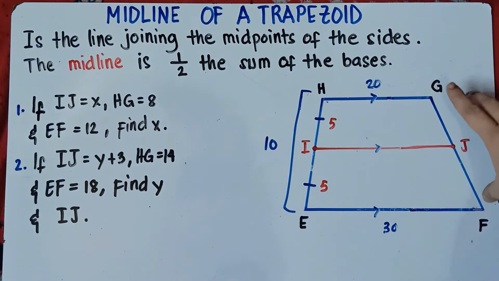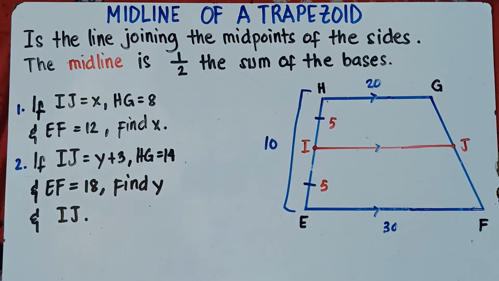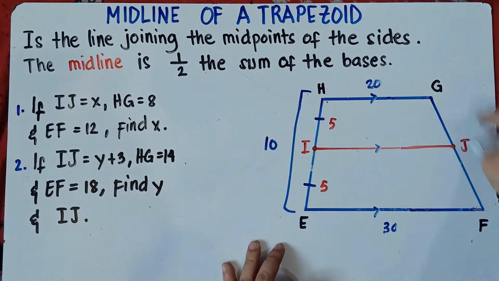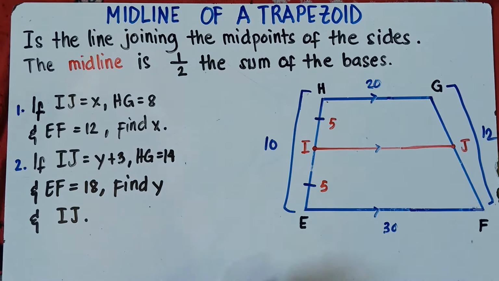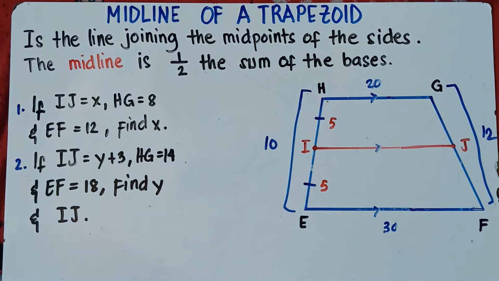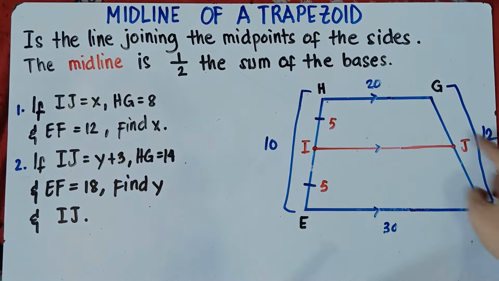How about this one, class, on the right side? Once again, GJ is congruent to line segment FJ. Why is that, sir? Because J is the midpoint of line segment GF. So for example, if GF is 12, what would be the value of GJ? That's correct, GJ will be 6, half of 12. And FJ would be 6. So this line is congruent to this line.